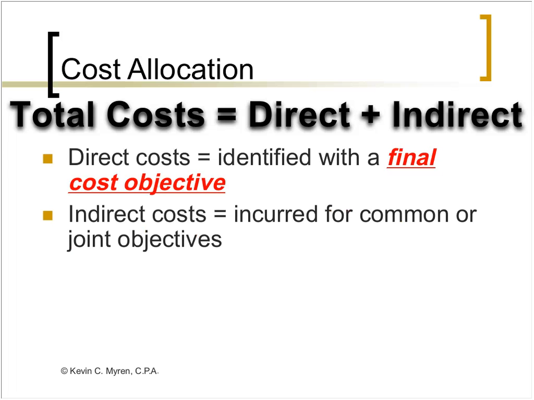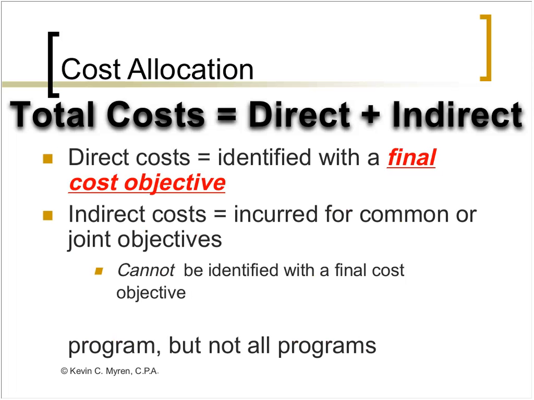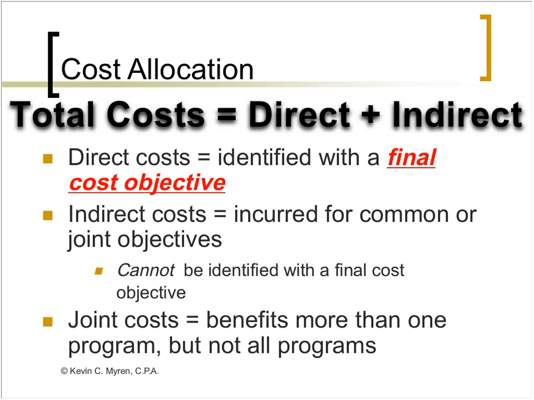Indirect costs are costs that are incurred for common or joint objectives. These are costs that cannot be identified specifically with a final cost objective. And then finally, a third type of cost is a joint cost. A joint cost is a cost that benefits more than one program but doesn't benefit all programs like an indirect cost would.